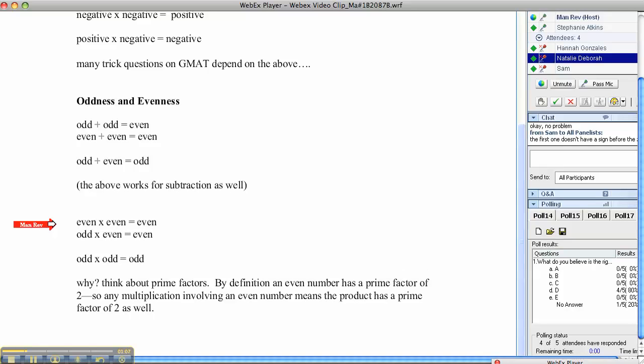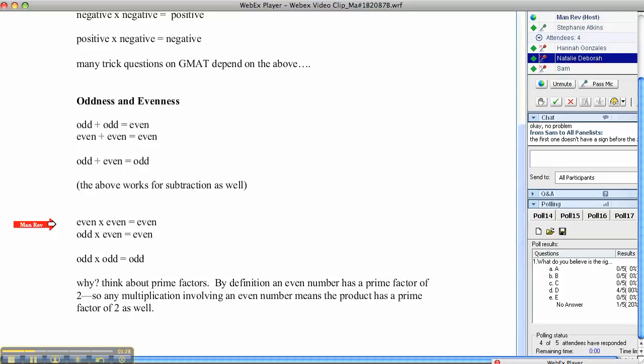So why is this? What's very important when we're trying to understand these basic concepts is that we don't just rely on memorization, but that we try and understand what's underlying these concepts. Now, by definition, an even number must be divisible by 2. It has a prime factor of 2. You can divide it evenly by 2.